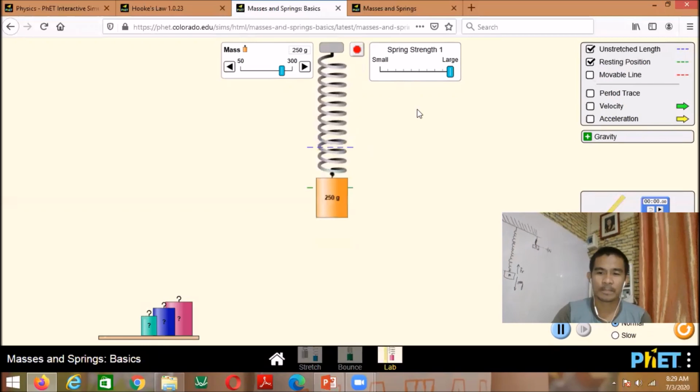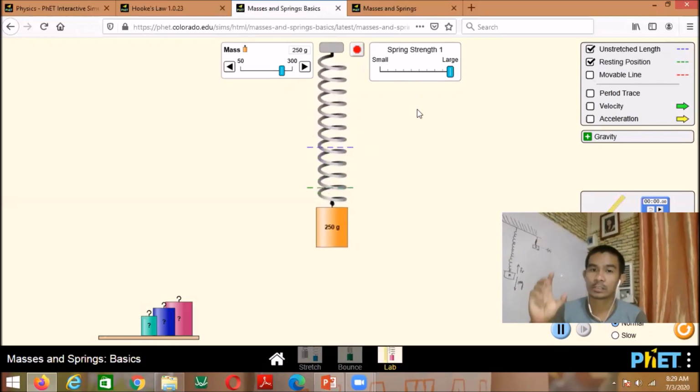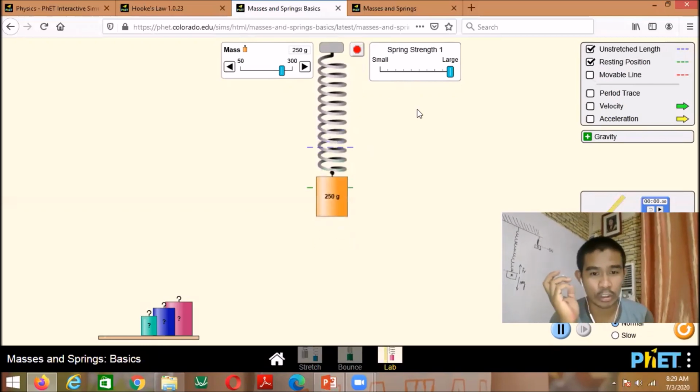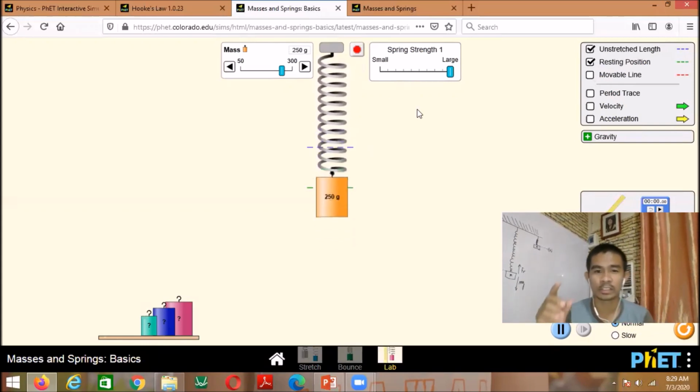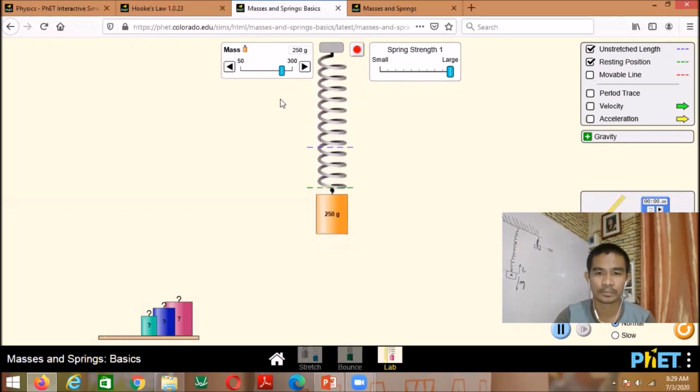So it means the greater the spring constant, the bigger the spring constant, the shorter the displacement at the same amount of force exerted to stretch the spring. So it's a shorter displacement from the equilibrium position.